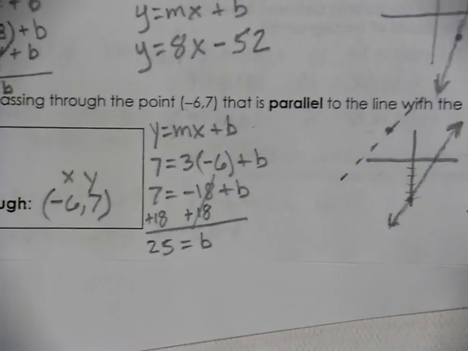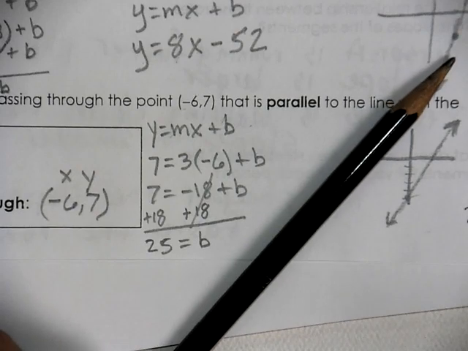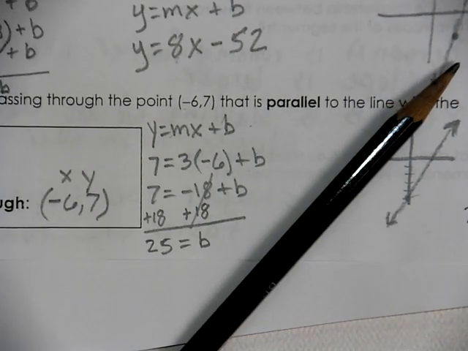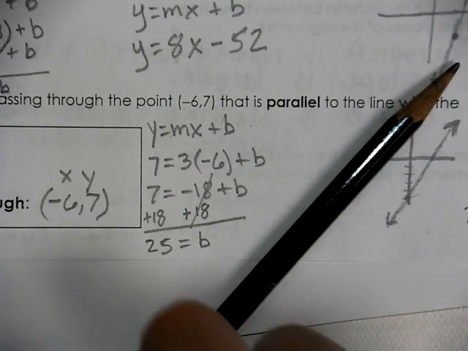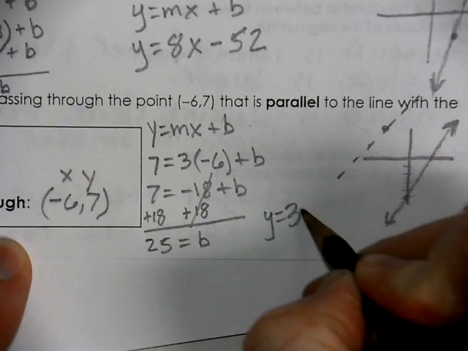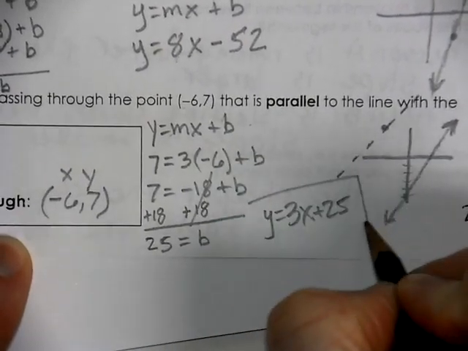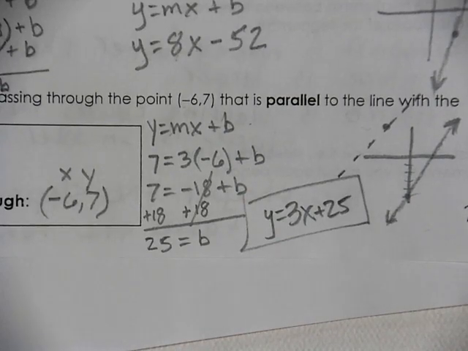Looking up here at our graph, we see that this is increasing well above the x-axis. So it might be reasonable to believe that it's going to be 25. y equals 3x plus 25. That would be our equation of the line parallel to our given one.